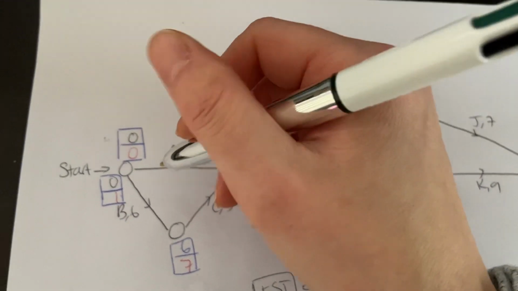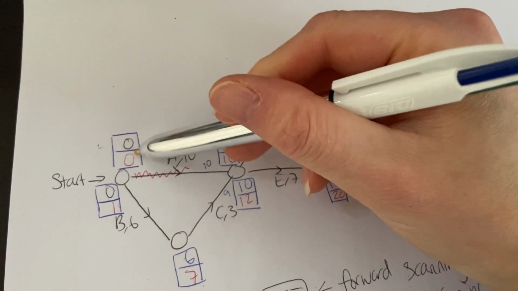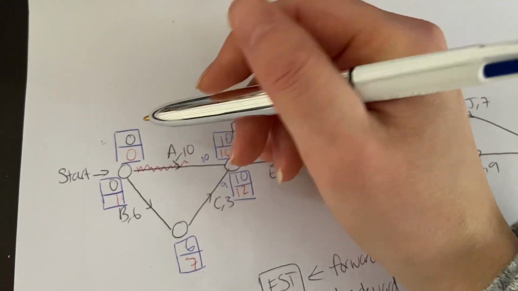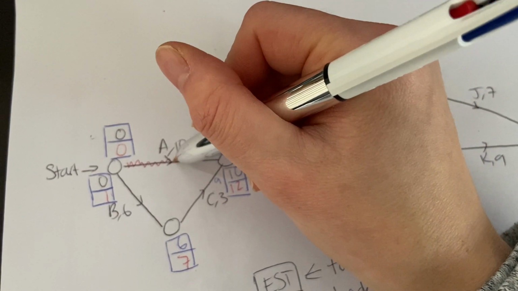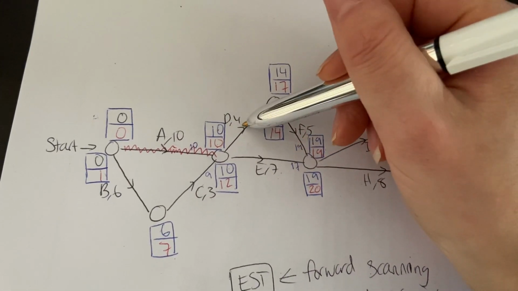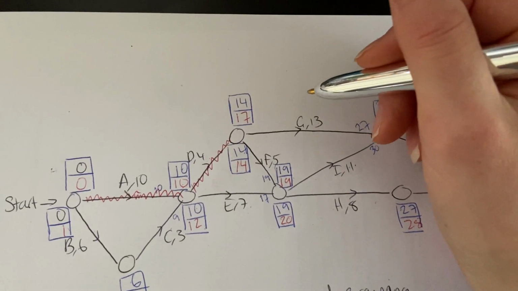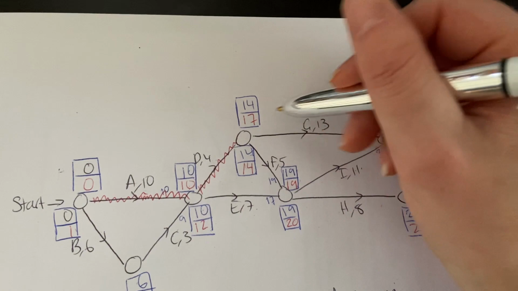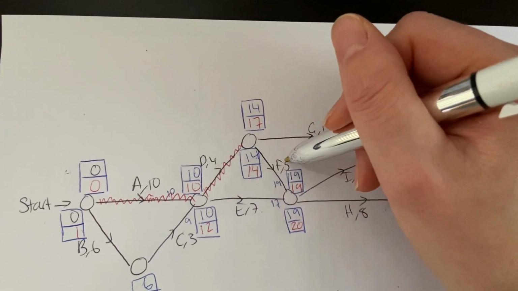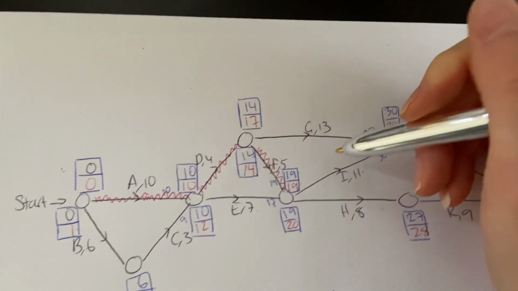Critical path, let's highlight it. A's boxes are the same. So that's why that's on the critical path. These boxes were for D. That's on the critical path. 14 and 17 is different, so G is not on the critical path. These boxes are for F, the bottom edge coming out of there. So that one's on the critical path.